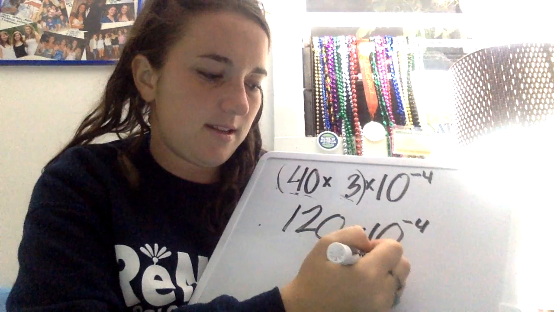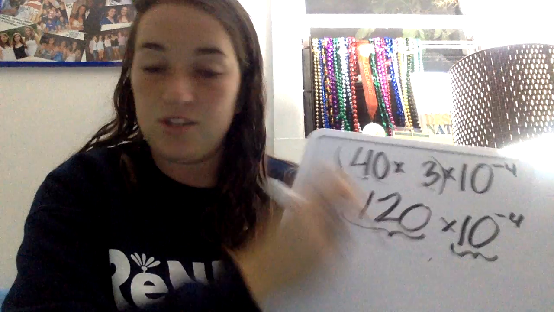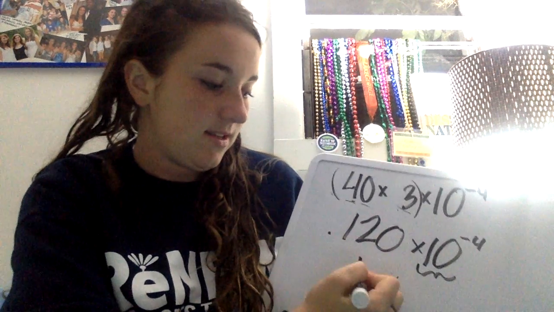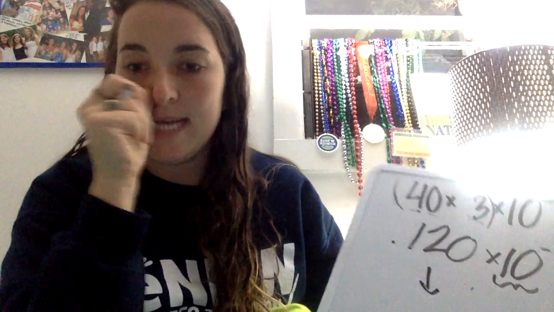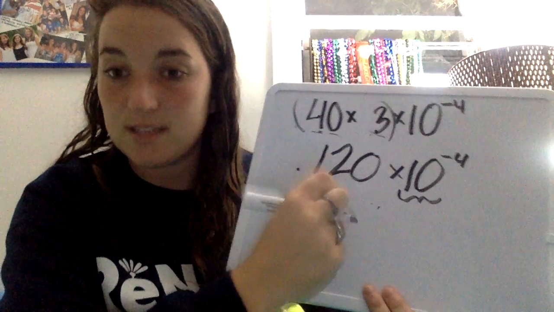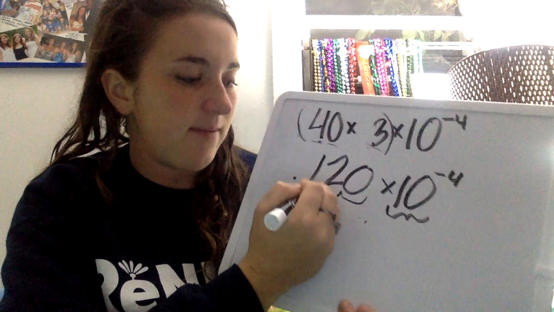No, it's not. Why is it not in scientific notation? Because this is 10 raised to a power, so that's correct. But this is too big. So I need to make this smaller. How many times do I need to move the decimal to make it so that this number is in scientific notation, so that this is 1 through 9? Yeah, I need to move it 2 times.